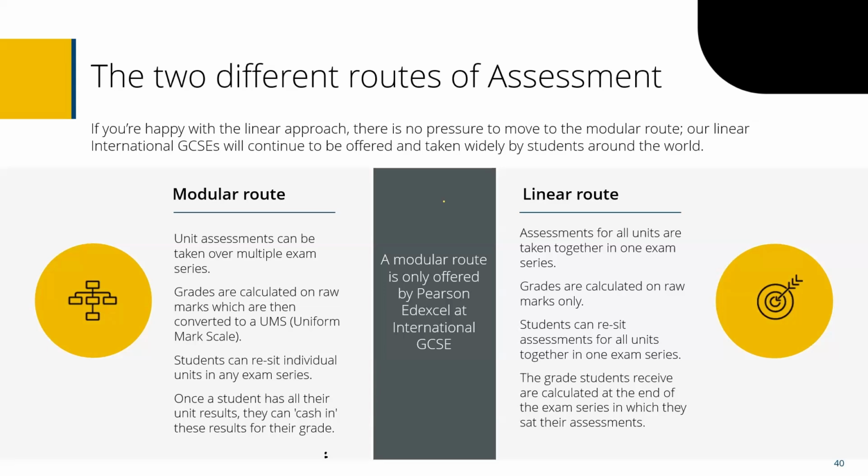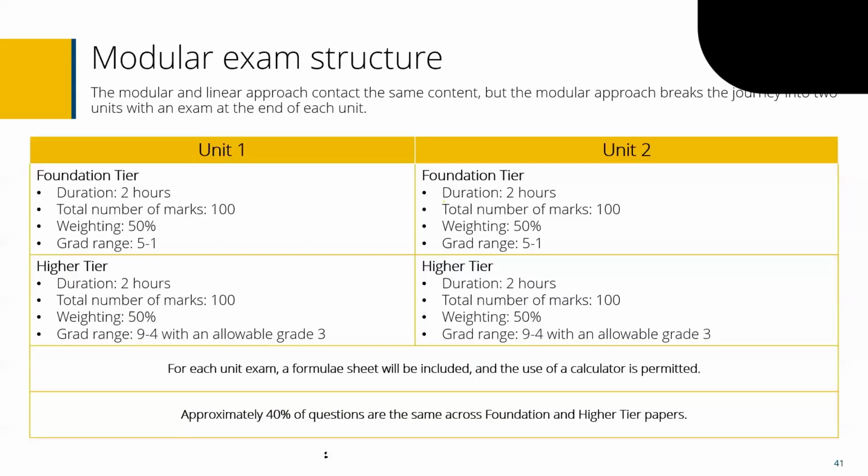Now, over the next 2-3 slides, I'll go a bit deeper into the modular section. For example, here you can see Unit 1 and Unit 2. The modular and linear approach contain the same content. I mentioned this earlier on, but the modular approach breaks the journey into 2 units with an exam at the end of each unit. So you can see what will be assessed in each one. If you're already offering Pearson International GCSE Linear, this will continue to be offered and remain exactly the same. So you don't have to worry that that will be removed.